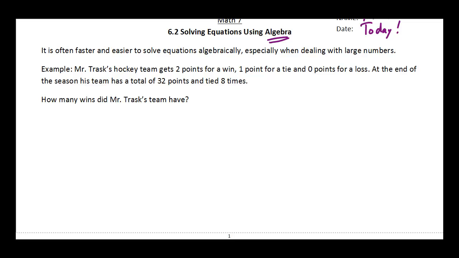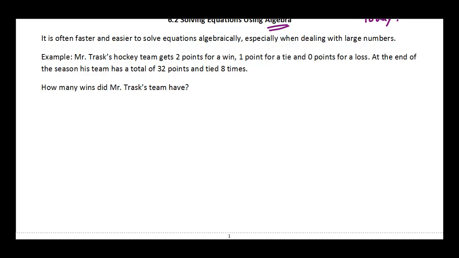Okay, so an example here is Mr. Trask's hockey team gets 2 points for a win, 1 point for a tie, and 0 points for a loss. At the end of his season, his team has a total of 32 points and has tied 8 times.